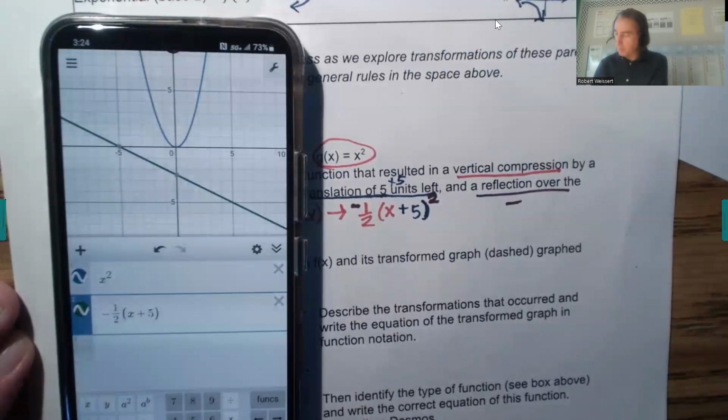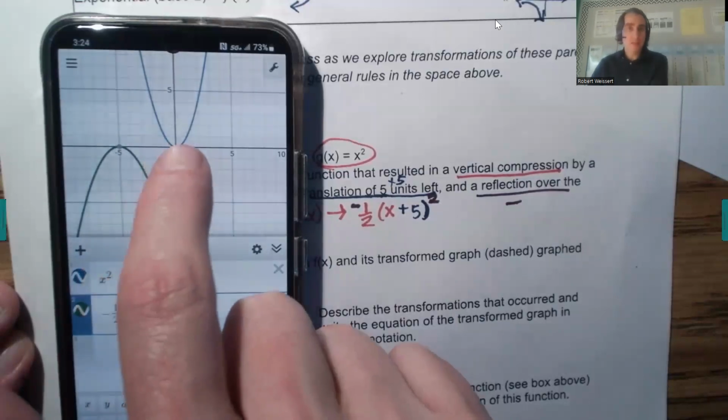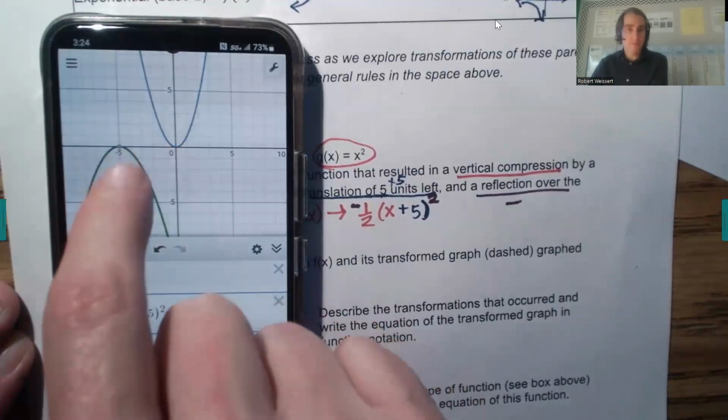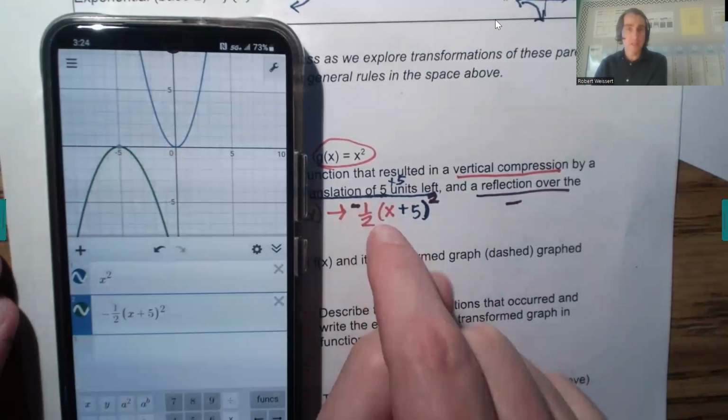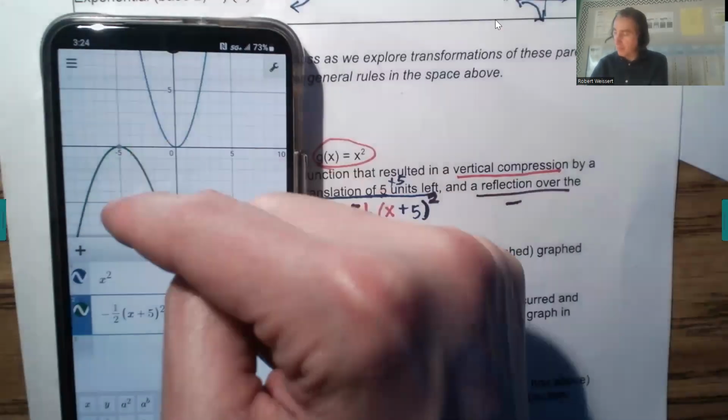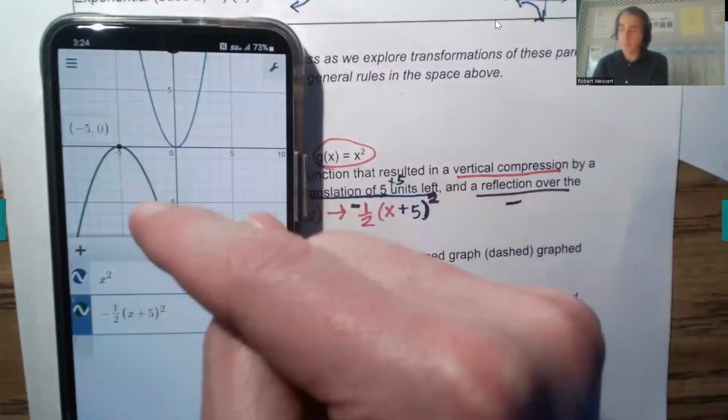close parentheses, and then I'm going to hit the square x squared button there, and you can see that it did move it left. It flipped over, and notice that it's wider. So that's the compression part. Okay, it's wider. It's reflected and moved to the left 5 units there.